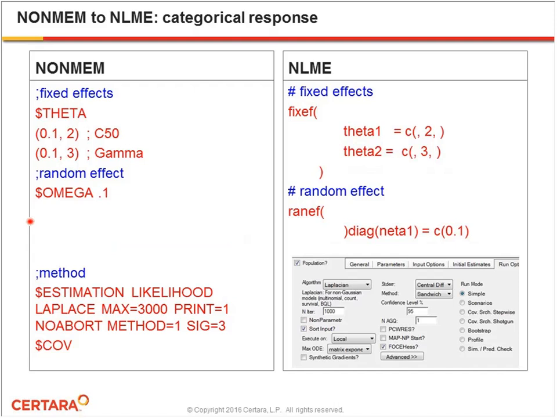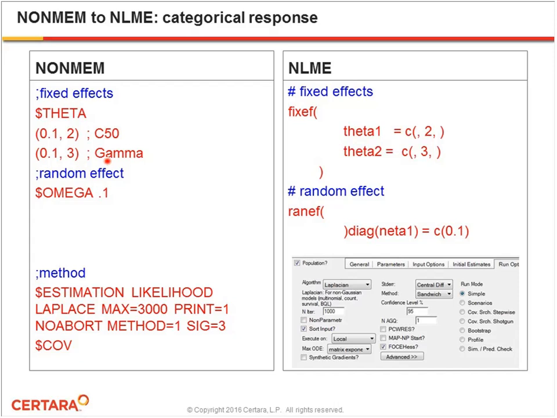Second part of the code dealing with just specification of fixed and random effects. The typical theta matrix here with lower boundaries for theta 1. Theta 1 is C50, and an initial estimate of 2. This is something we've seen already in previous plots. And for the gamma, theta 2, the lower boundary is 0.1 and the initial estimate is 3.